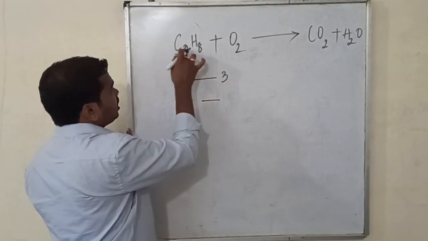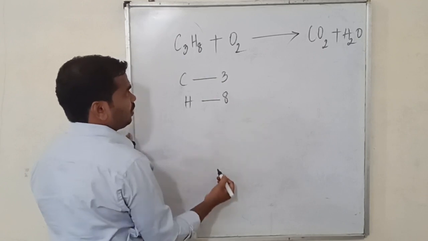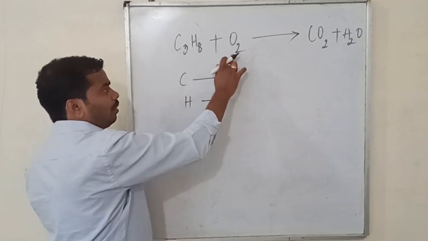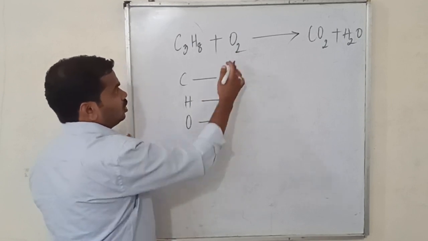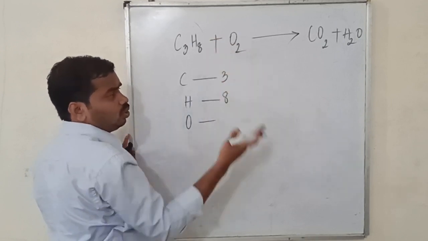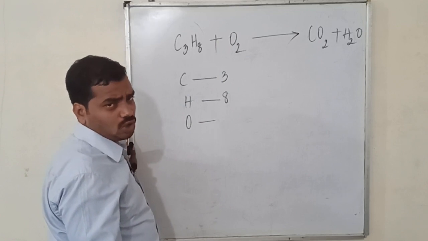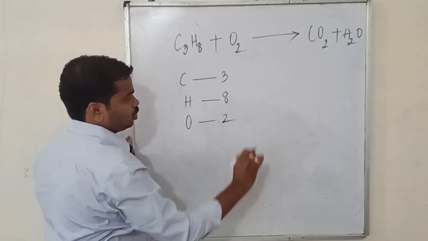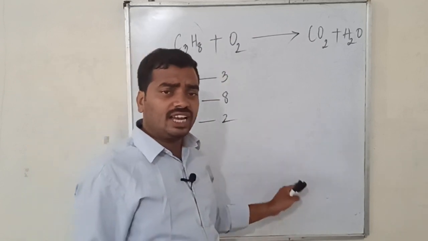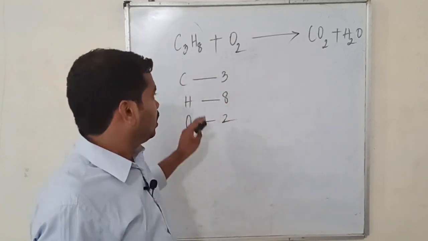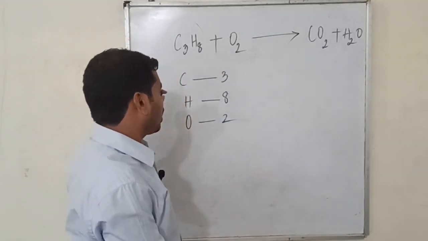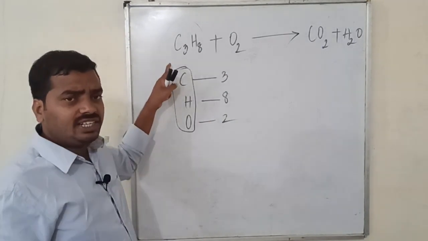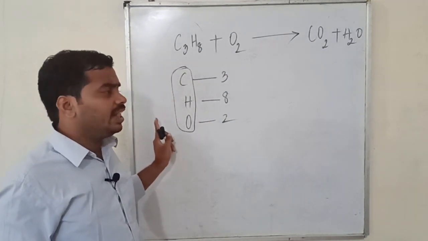Hydrogens are 8 into 1. 8 hydrogens are present. Are there any more hydrogens? No. So I have considered only this compound. Now you come to oxygen. 2 into, is there anything written over here? No, nothing is written in front of the oxygen as a coefficient. So 2 into 1 would be written as 2. So this is how you would finalize the number of atoms. Now you come here, and write in the same order which you have written on the left hand side. That would be easy.